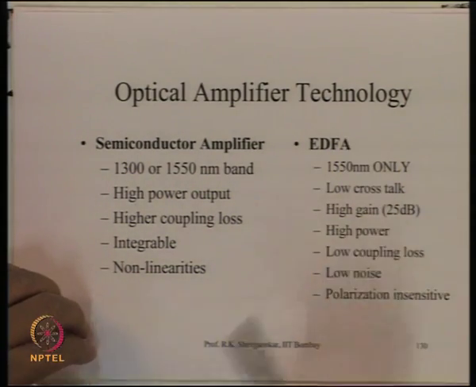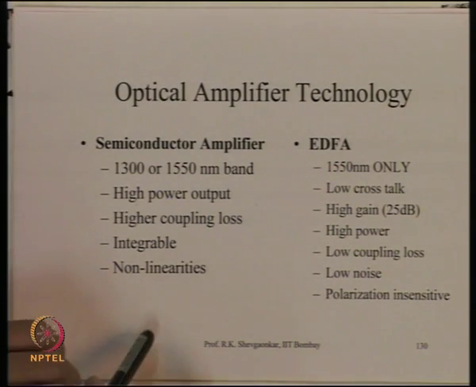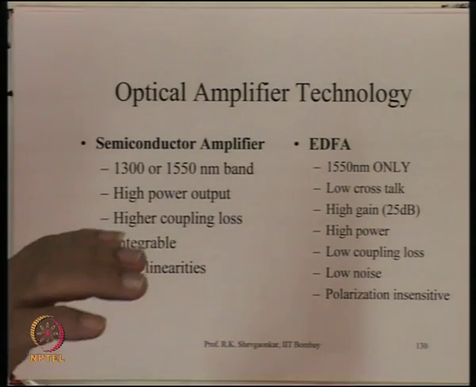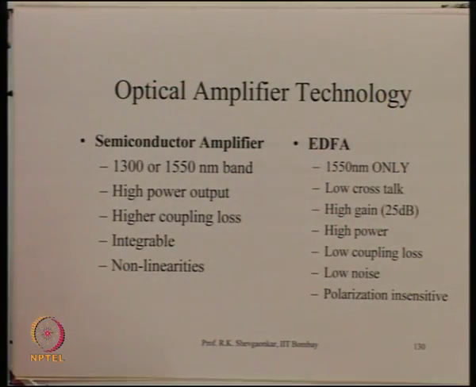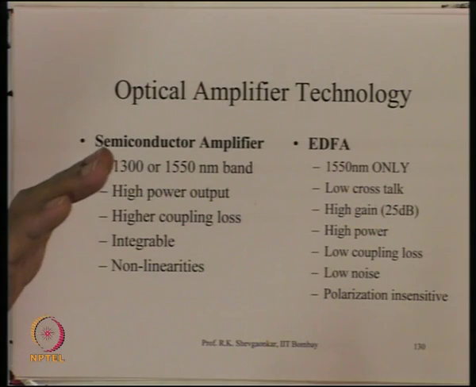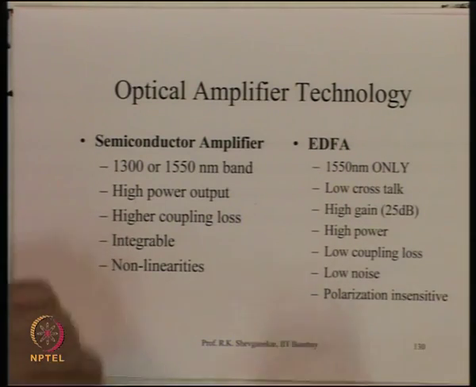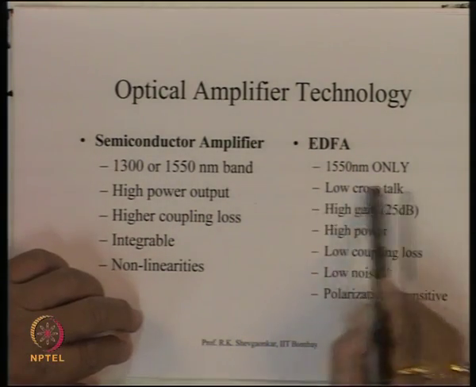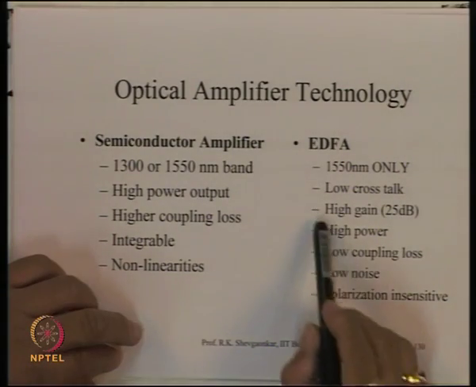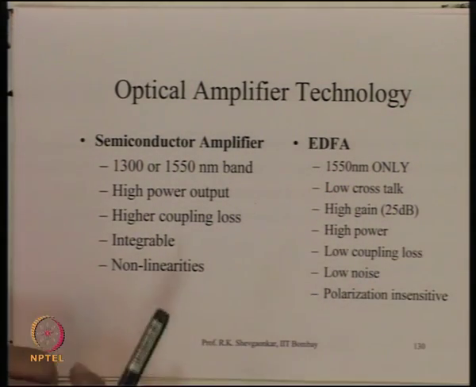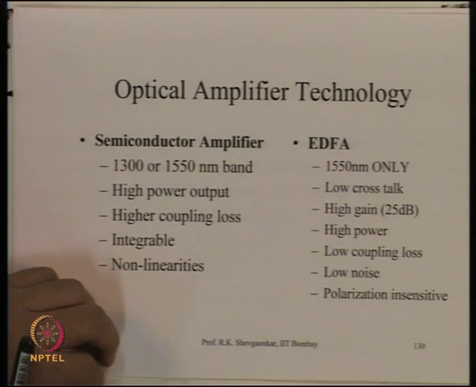The other option which has become very popular is the fiber based amplifier, the erbium doped fiber amplifier. This amplifier can only work in the 1550 nanometer window. So, compared to the semiconductor amplifier which could be in any of the windows, the EDFA works only in one of the windows, which is 1550 nanometer. But it has a large number of advantages. It has fairly low crosstalk. It can give high gain of about 25 to 30 dB. Also, it can handle high power. This is not very different from what the semiconductor amplifier can do.